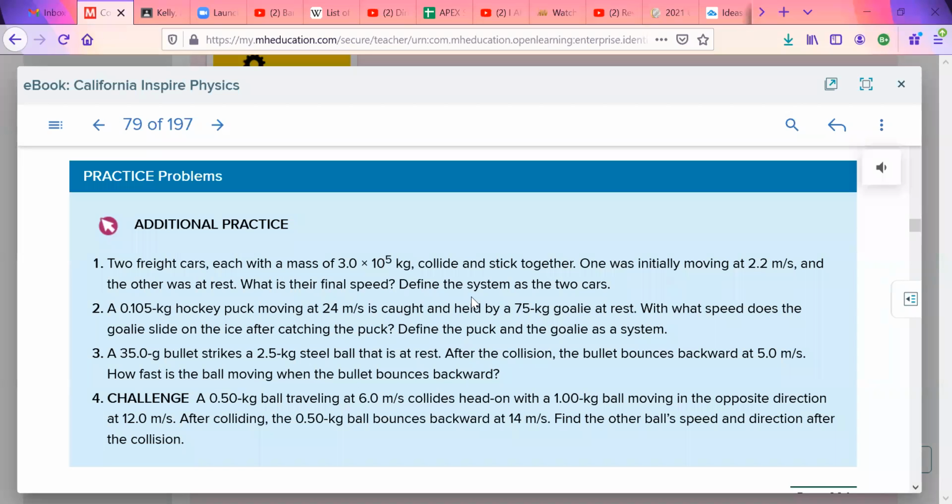So we're going to use the perfectly inelastic collision formula for this to get the final speed. It says, what is their final speed? They're going to be moving together as one unit. So 2 freight cars, each with a mass of 3 × 10⁵ kilograms, collide and stick together. Perfectly inelastic collision. One was initially moving at 2.2 meters per second, and the other was at rest. What's their final speed? Define the system as the 2 cars.